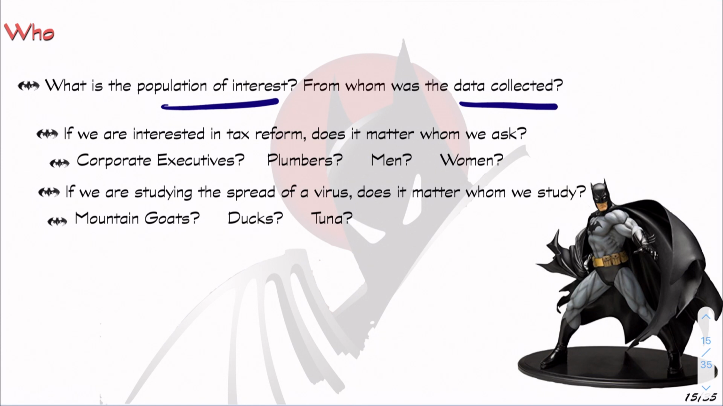For example, if we're interested in tax reform, does it matter whom we ask? If we ask corporate executives, maybe plumbers, are we asking all men? Are we asking all women? Who are we asking about to understand the concept of tax reform? Likewise, if we're studying the spread of a virus, does it matter whom we study? Are we studying mountain goats, ducks, tuna, bats, snakes? This is a little timely of a reference. It does come up in the book notes, but think about it: if you're studying the spread of a global pandemic, it matters what you are looking at.